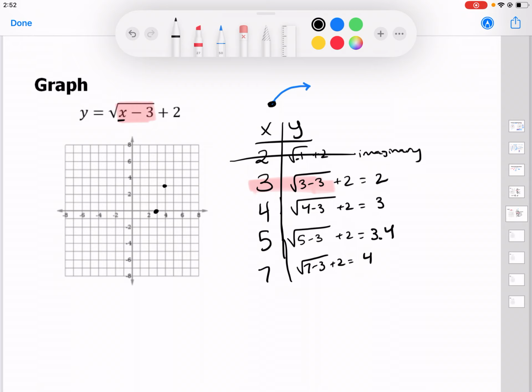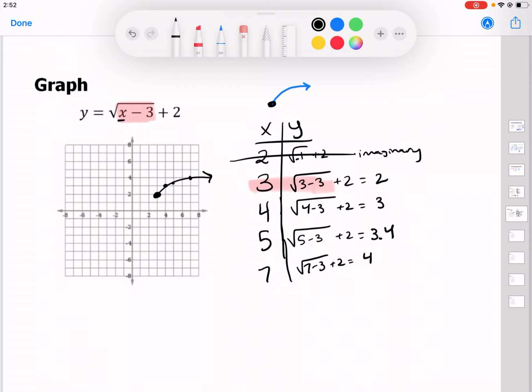Oh, wow, I cannot plot. This is why you don't talk and do this at the same time. So 3, 2, here we go. 4, 3, 5, 3.4. If I wanted to, I could do 7, 4 as well. And there you have it. So it does start at that. That first one's your starting point, and you go from there.